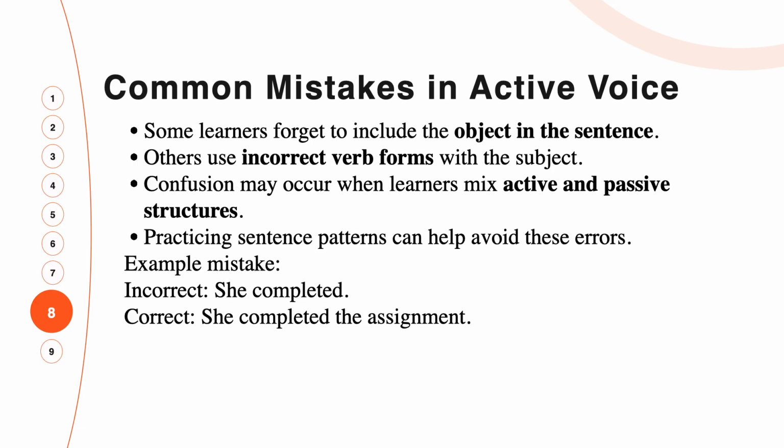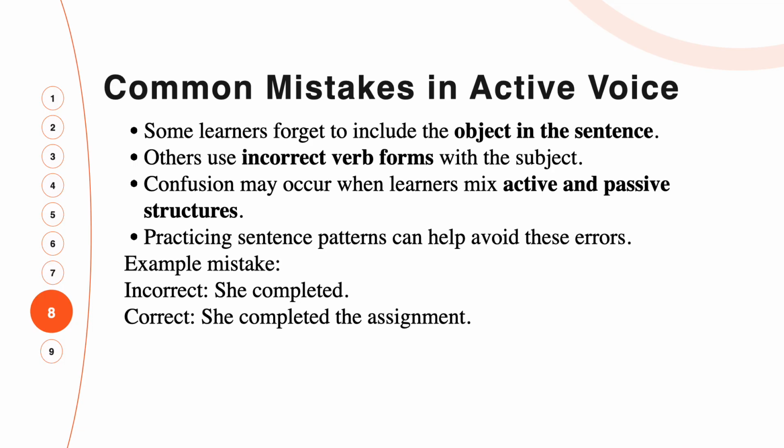Common mistakes in active voice. Some learners forget to include the object in the sentence. Others use incorrect verb forms with the subject. Confusion may occur when learners mix active and passive structures. Practicing sentence patterns can help avoid these errors. Example mistake, incorrect: she completed. The correct is: she completed the assignment.